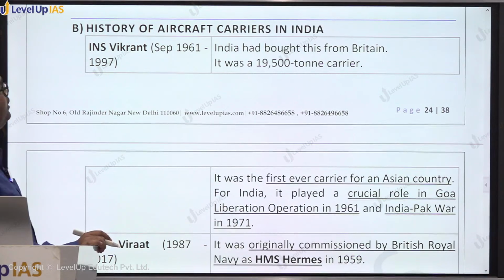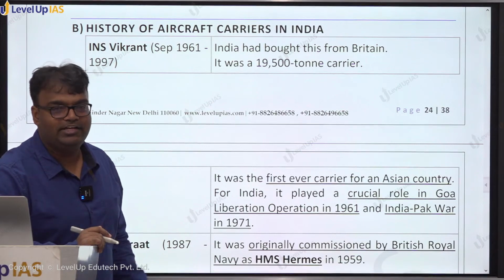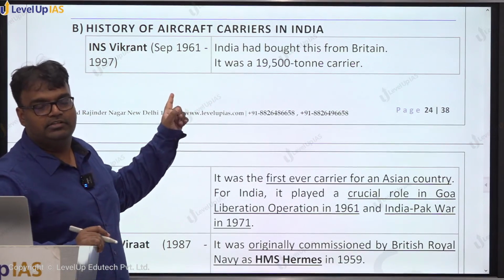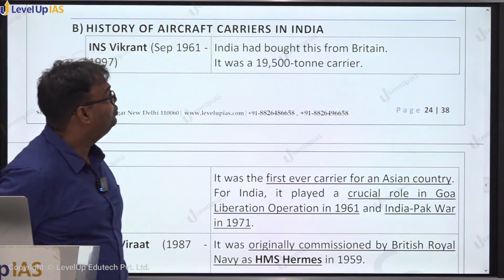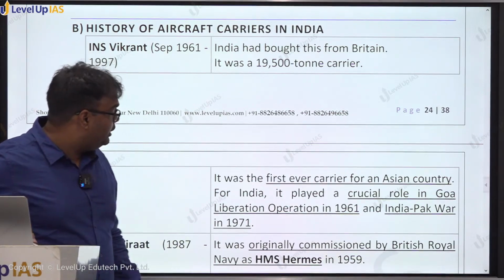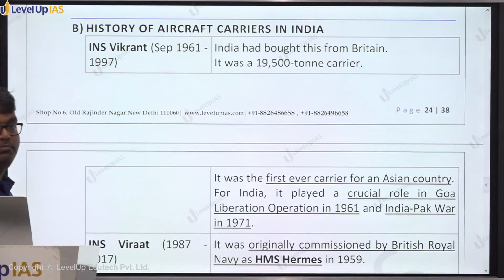अपना सबसे पहला एयरक्राफ्ट कैरियर था आईएनएस विक्रांत ओनली, बट जो अभी वाला विक्रांत है ना, आईएनएस विक्रांत, इट हैज बीन नेम्ड आफ्टर दिस आईएनएस विक्रांत. दिस एयरक्राफ्ट कैरियर वी हैड टेकन फ्रॉम ब्रिटेन एंड इट वाज समथिंग दैट वाज यूज्ड इन इंडो-पाक वॉर इन 1971. गोवा के फ्रीडम में इट प्लेड अ वेरी इंपॉर्टेंट रोल.